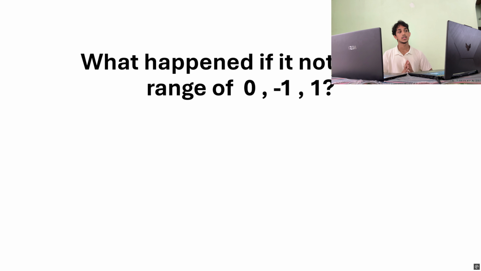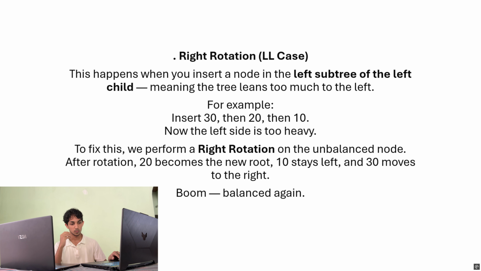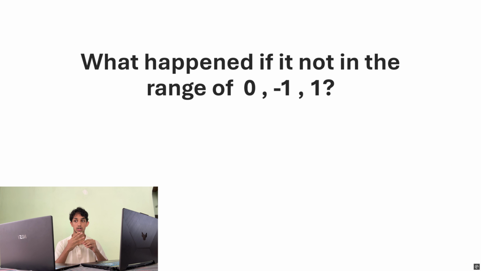So what happens if the balance factor is not 0, 1 or -1? In this case, it means the tree is not balanced, so we have to do a rotation. There are 4 types of rotation in total: LL, RR, LR and RL, which mean left rotation, right rotation, left-right rotation and right-left rotation. From now on we will talk about that.